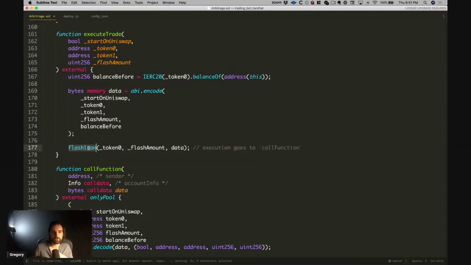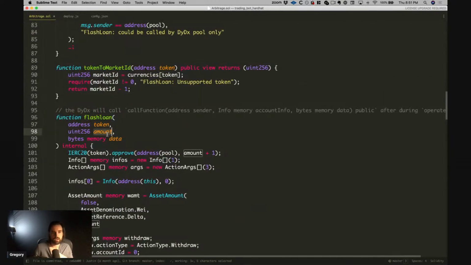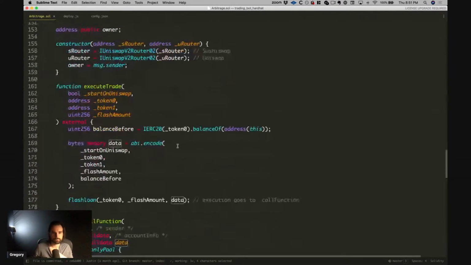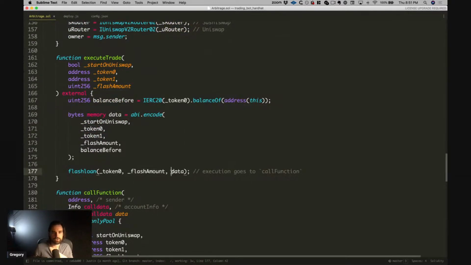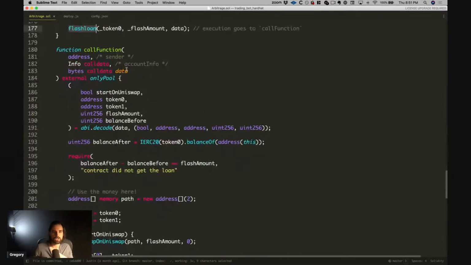Okay, so this flash loan function is coming from DYDX flash loan, which takes the token, the amount, and the data. We just talked about that. And then we give it all that information. And then DYDX receives that information and calls back to our contract on this call function. That's basically a callback function. It passes in the address, the call data info we gave it, and then bytes data.